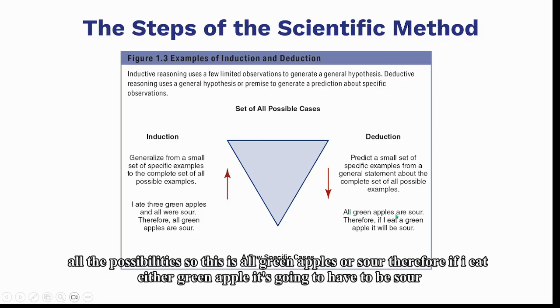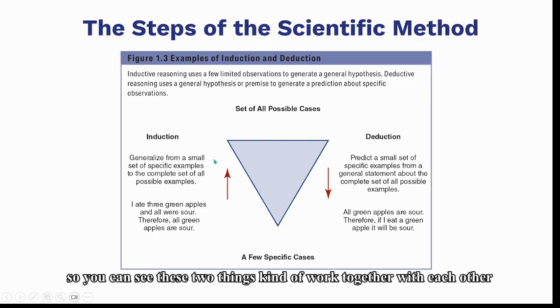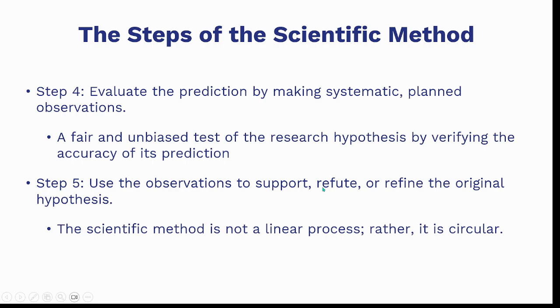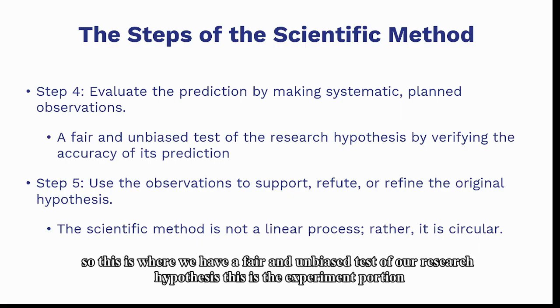So this says all green apples are sour, therefore if I eat a green apple, it's going to have to be sour. So you can see these two things kind of work together with each other. Our next step in the scientific method, step 4, is going to be to evaluate the prediction by making systematic, planned observations. So this is where we have a fair and unbiased test of our research hypothesis.